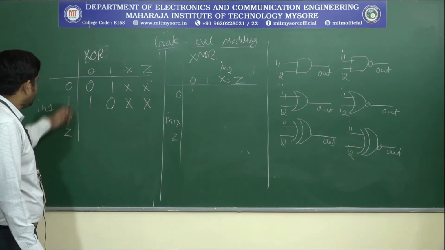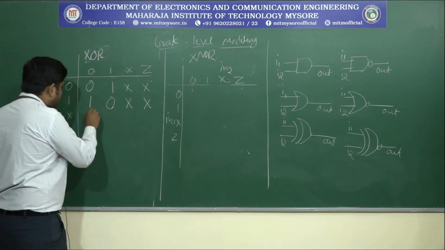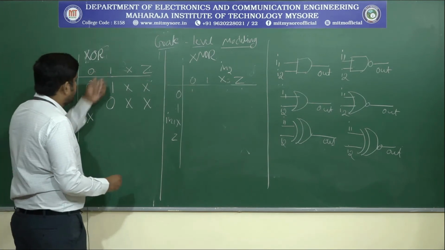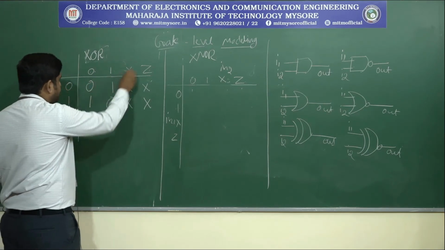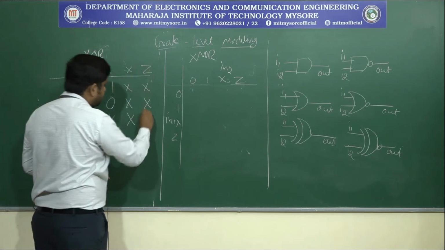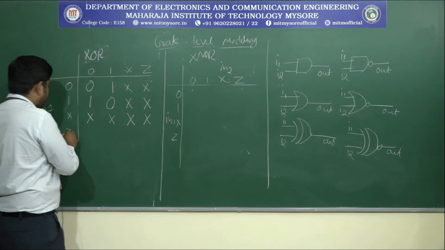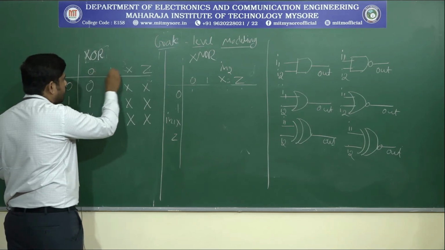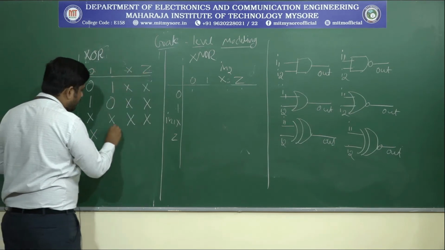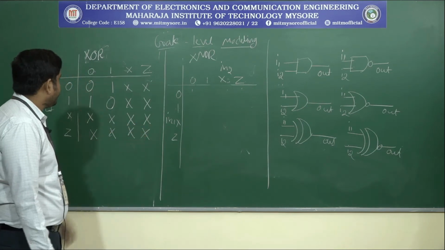Next we have to consider don't care with 0. Don't care with 0 depends on don't care, so we can write x. Again don't care with 1 depends on don't care. X and x, that is don't care with don't care, depends on don't care. Don't care with high impedance depends on don't care only. Last one, don't care, it depends on 0, 1, x, z. Obviously all are don't care values. So this is the truth table for the XOR gate.